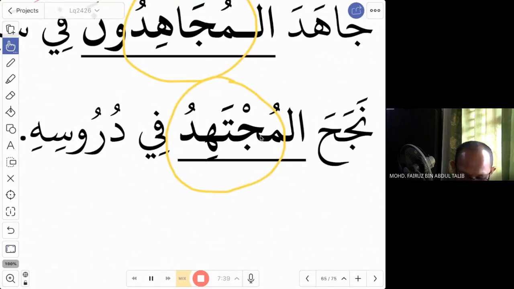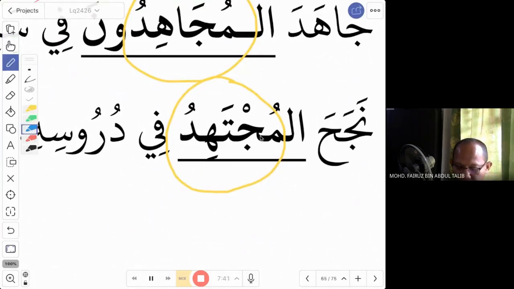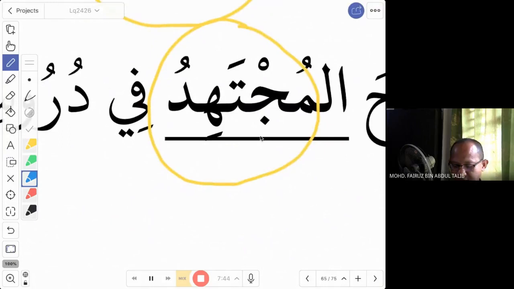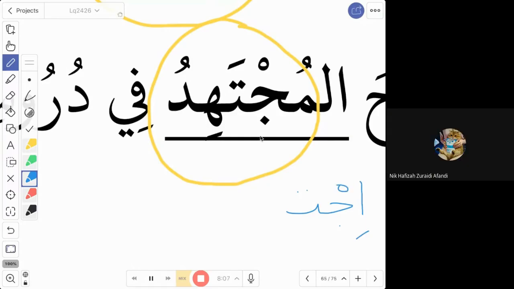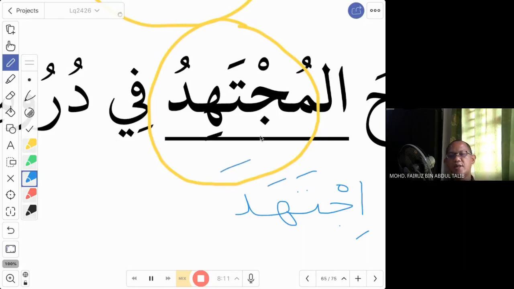The word mujtahid. Can anyone guess what is the fi'il? Just now we translated mujtahid as the hardworking person. So what is to work hard? What is the fi'il? Anyone? Start with the letter alif. Okay, I give you the clue. Ijtahada. Yes, sahih. The fi'il is ijtahada. Good. Ijtahada is to work hard.